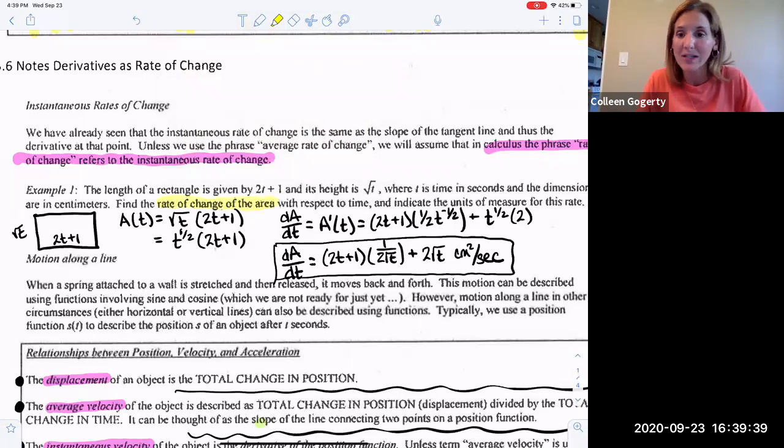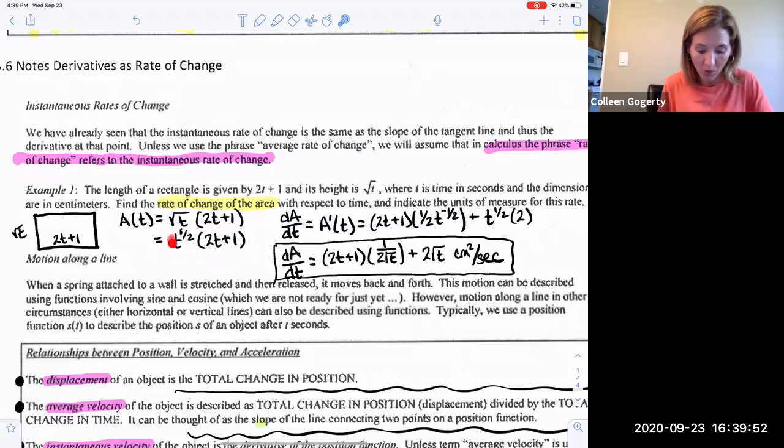I'm not going to waste my time multiplying out t to the 1/2 times 2t plus 1, but if you did, you're not wrong. I just want to specify that if you chose to multiply this equation out right here, you could still possibly be okay.